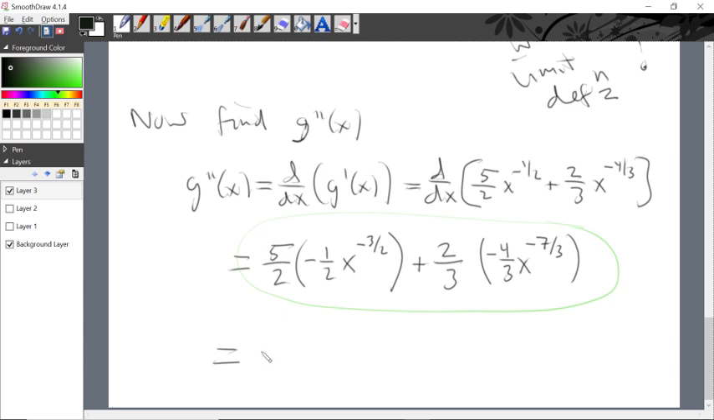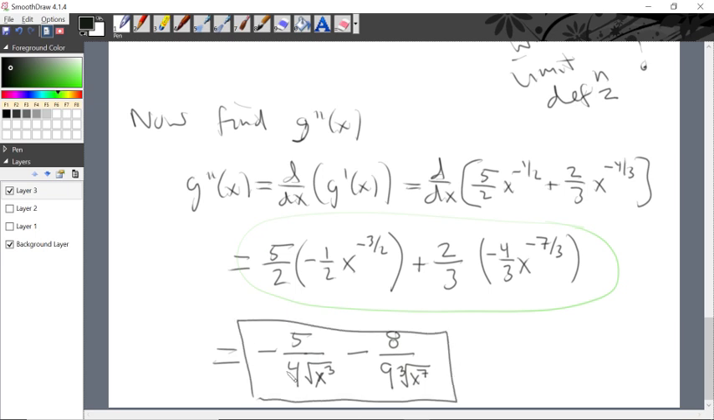And then if we were to clean this up, if we were to look at it in a solution manual, we would find an answer of probably something like negative 5/4, and then we have x to the negative 3 halves. I can push that to the denominator as something like a square root of x cubed. Possibly it could be written that way. And the next term, we would have a minus 8/9. X to the negative 7/3 is the cube root of x to the 7th. So that's probably one potential way that the answer could be written in a solution key.